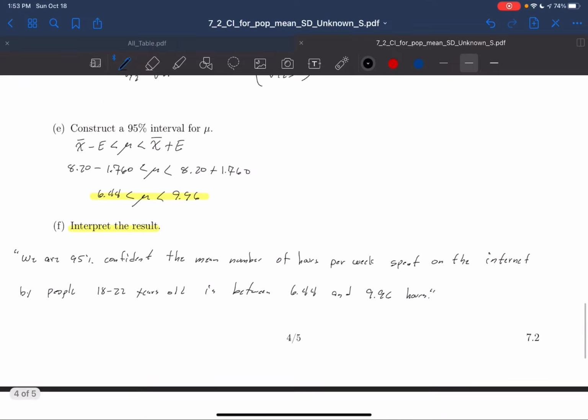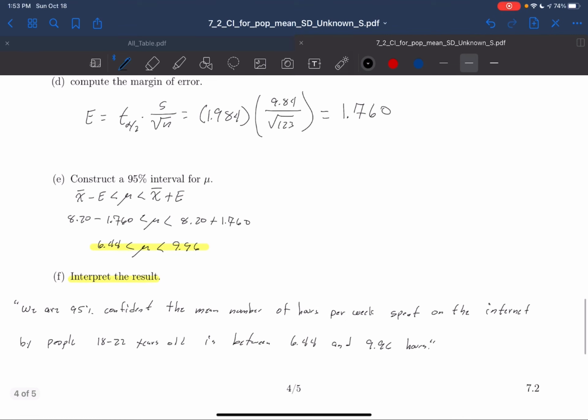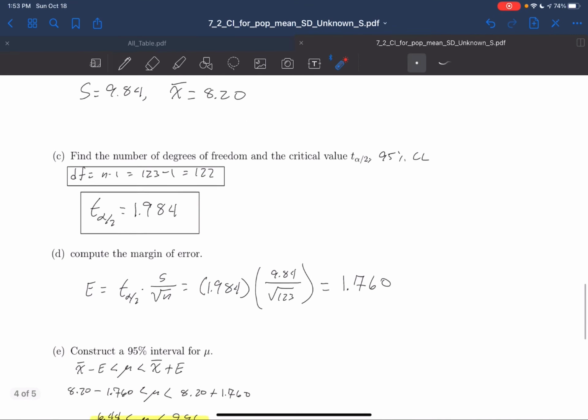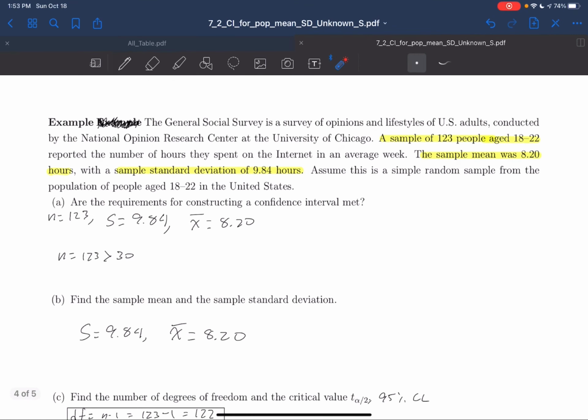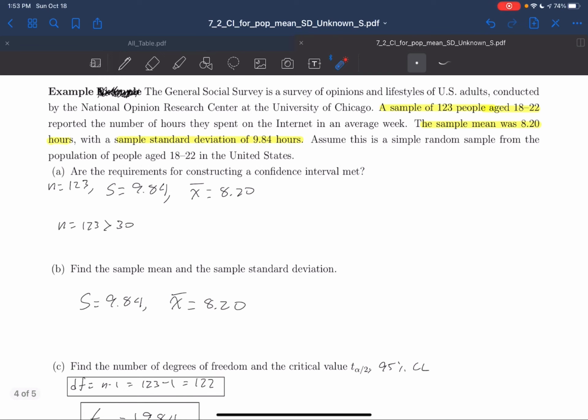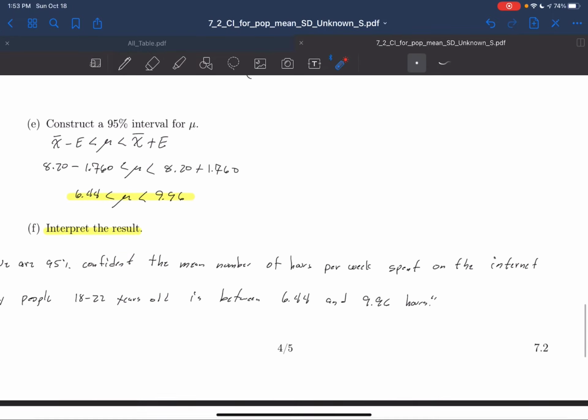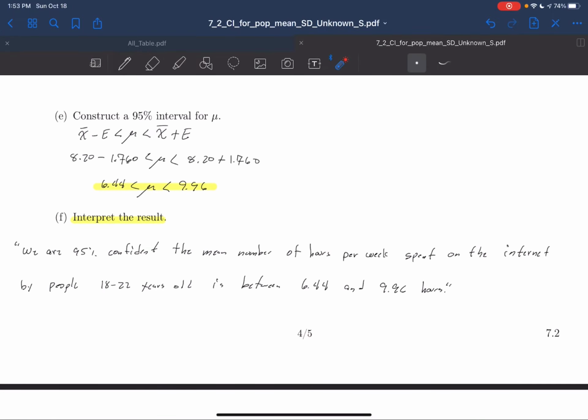Now notice that I'm tailoring my interpretation to what the problem is asking. The problem was talking about people between 18 and 22 and how long they spend on the internet per week, and that's why in my interpretation, I mentioned that. So your interpretation is always tailored to the problem you're working with.